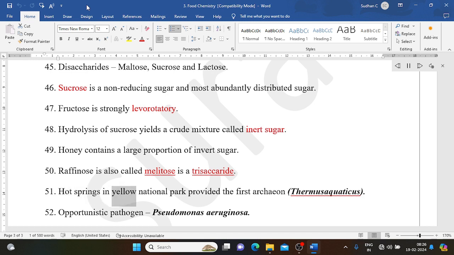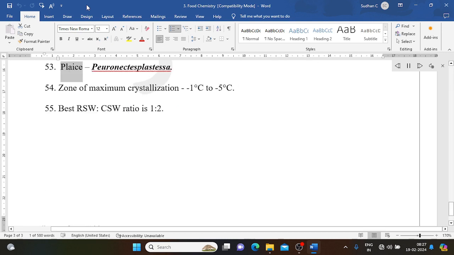Hot springs in Yellowstone National Park provided the first archaeon, Thermus aquaticus. Opportunistic pathogen: Pseudomonas aeruginosa.